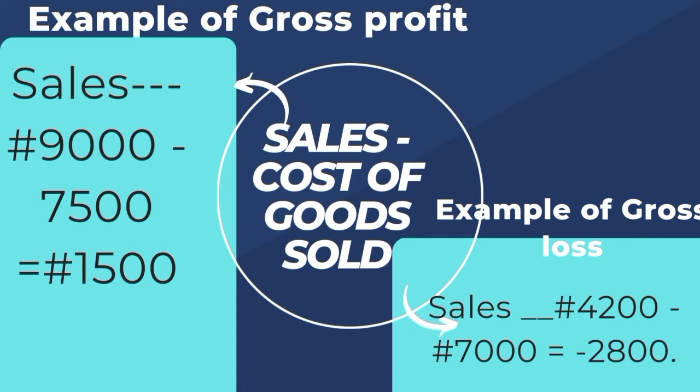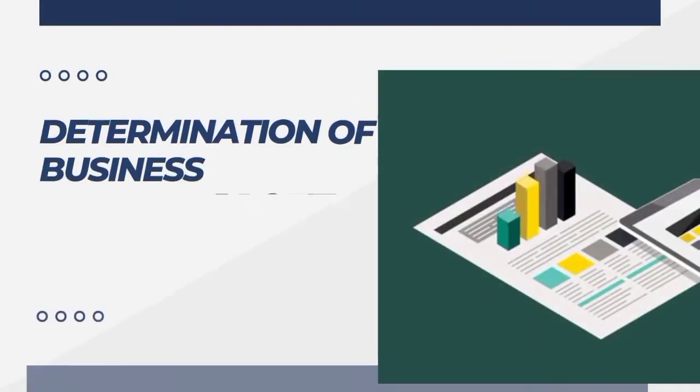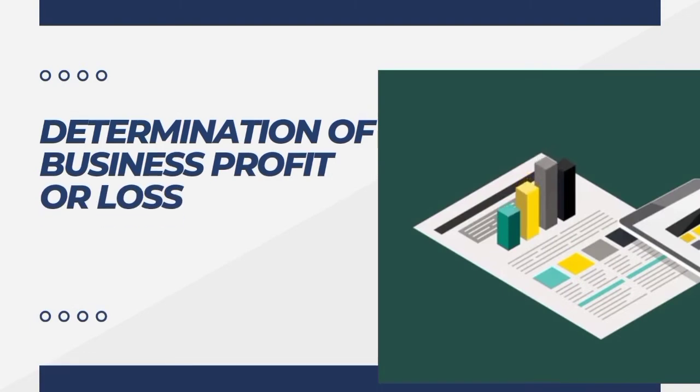Here is the example of gross profit, which is sales minus cost of goods sold. So you deduct the cost of goods sold from sales. Whatever value you have is referred to as the profit. So in this case, there is a profit. Loss is when sales is less than cost of goods sold. All right? Now, determination of business profit or loss.